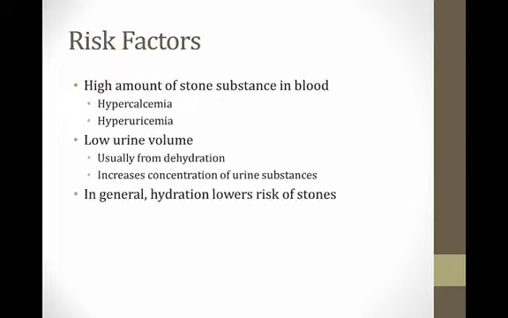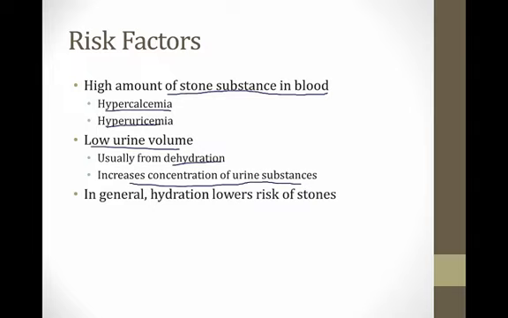There are some common risk factors to all types of kidney stones that you should know about, and the first is to have a high amount of a stone-forming substance in the blood. So if you have hypercalcemia, you are more likely to get a calcium stone than someone whose calcium levels are normal. If you have hyperuricemia, you're more likely to get a uric acid stone than someone with normal urate levels in the bloodstream. Secondly, if you have a low urine volume, which is usually from dehydration, you get increased concentration of substances in the urine, and this means that stone-forming substances can precipitate out into kidney stones.